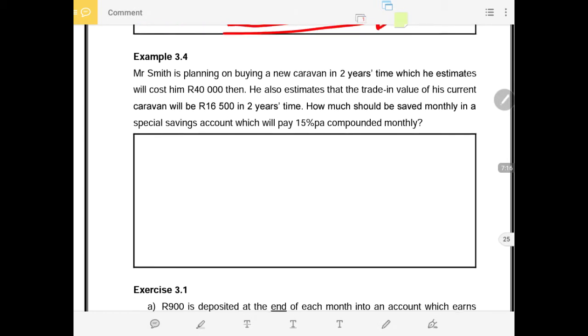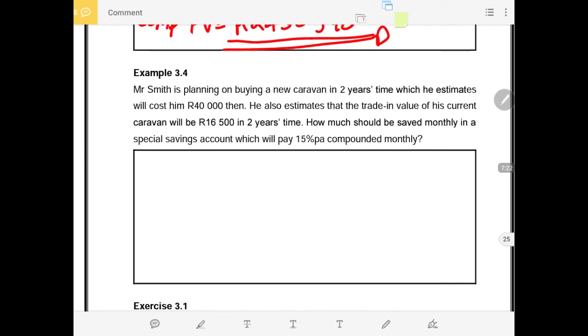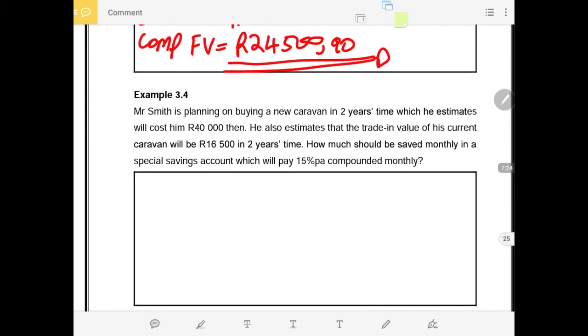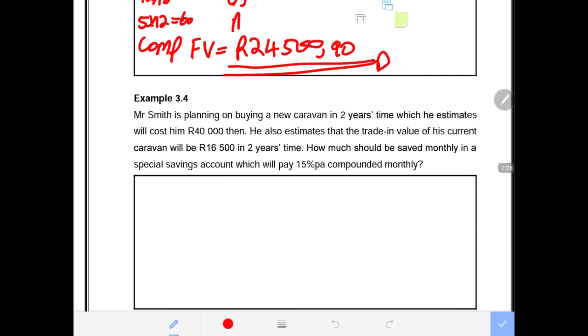Now we come to example 3.4. Example 3.4 says to us that we have Mr. Smith, who is planning to buy a new caravan in 2 years. So his target period to buy the new caravan is 2 years' time, which he estimates will cost him 40,000 then. This is the cost of the caravan in 2 years to come.